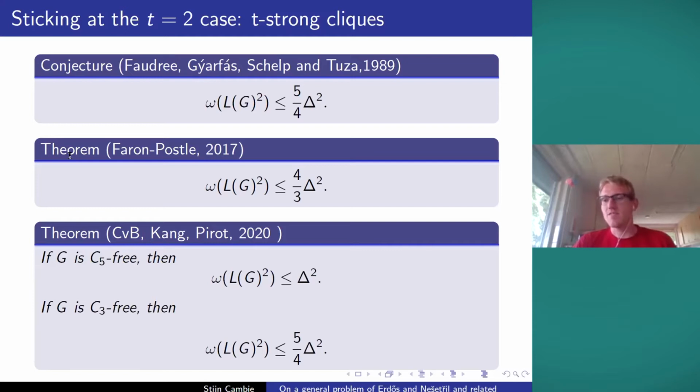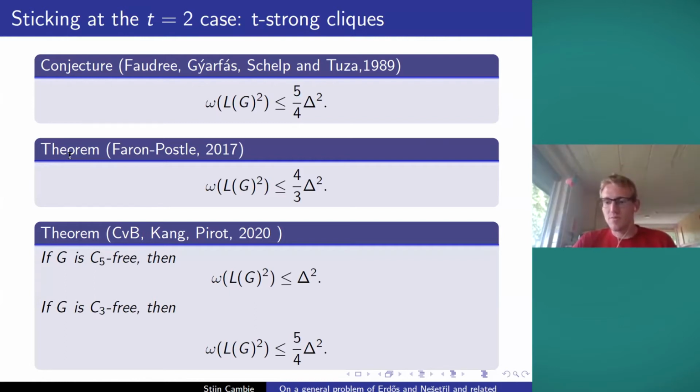For example, if the graph is C5-free, so for example, a bipartite graph is C5-free, then it's known that the clique number of the square of the line graph is at most delta squared. So this generalizes the bipartite case, and it's proven by Wouter, Ross, and François Pirot. And if the graph is triangle-free, then the bound 5/4 delta squared is known, and so in that case, the conjecture of Faudree et al. is proven. So this is the state of the art of this variation of the problem for t equals 2.